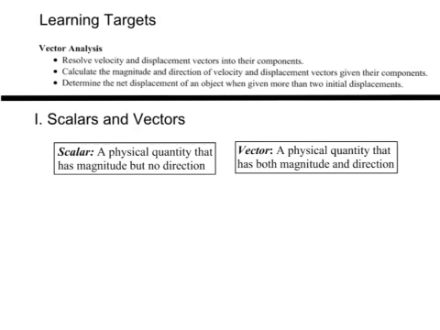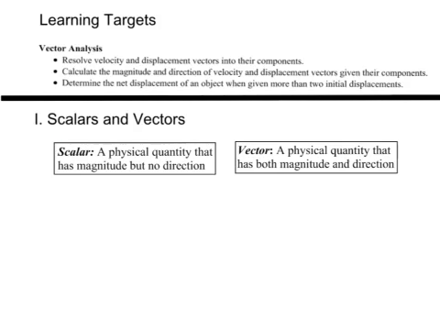Our learning targets for vector analysis is we want to be able to resolve vector velocity and displacement vectors into their components. We want to be able to calculate the magnitude and direction of velocity and displacement vectors given their components, and determine the net displacement of an object when given more than two initial displacements.